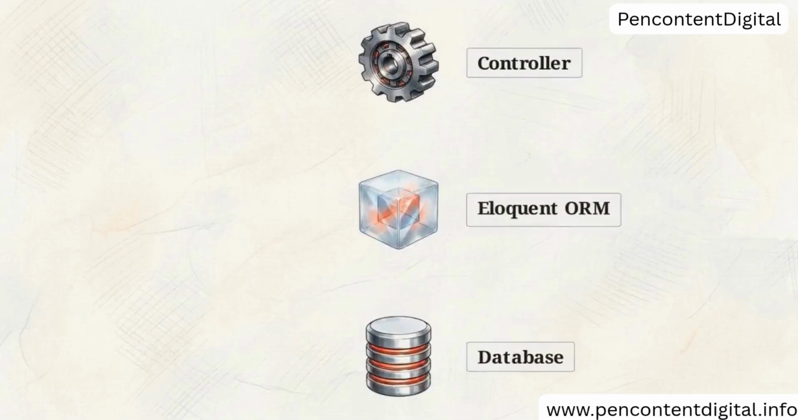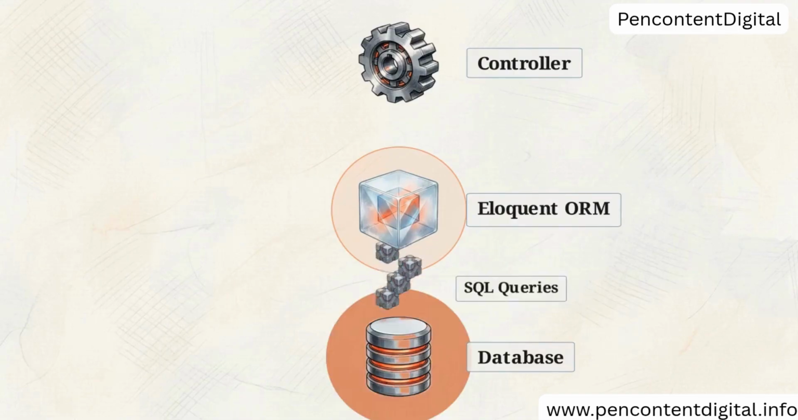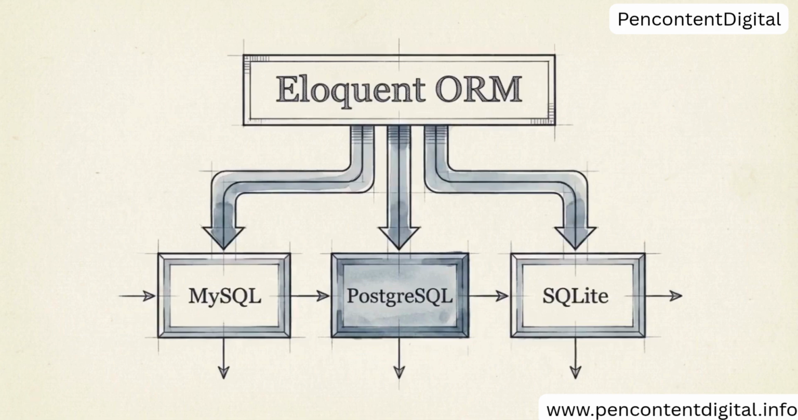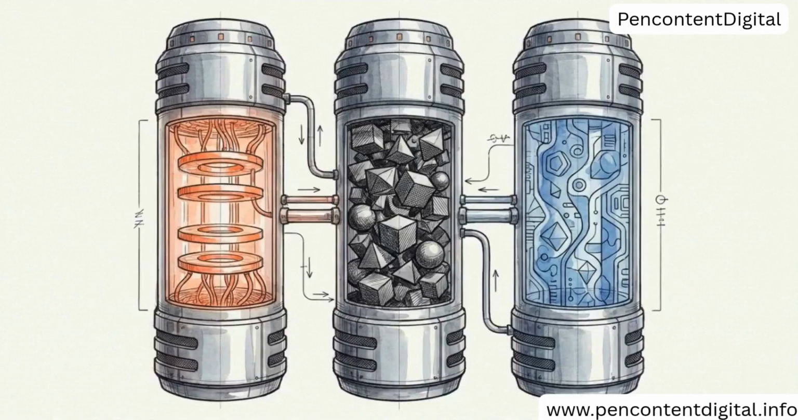When the controller needs data, it sends a signal down to the model layer. This layer is managed by Laravel's Eloquent Object Relational Mapper, or ORM. Eloquent acts as a translator, converting object-oriented PHP code into optimized, complex SQL queries for the database. This abstraction allows the application to remain database agnostic, meaning you can switch between MySQL, PostgreSQL, or SQLite without rewriting your logic.